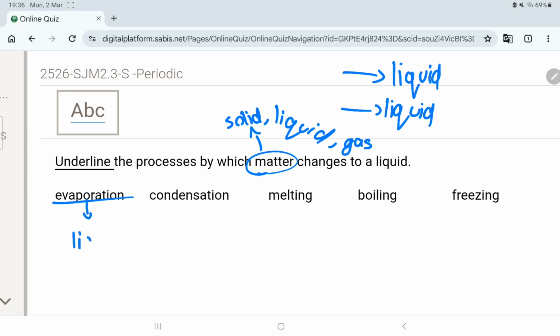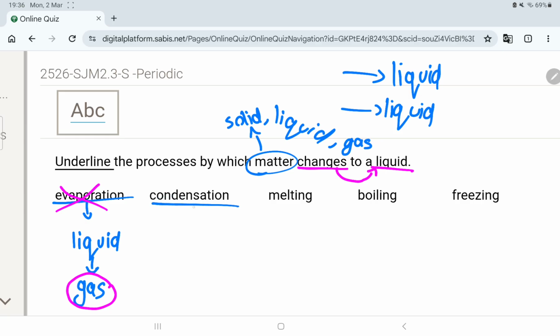Evaporation is from a liquid to gas. But what did it change into here? It changed into a gas. But what did we want it to change into? Change to a liquid. So evaporation, unfortunately, no, you're wrong. Let's see here, condensation. Condensation is when a gas changes into a liquid. Here, changes to a liquid, and here it changed to a liquid. So is condensation correct? Yes.